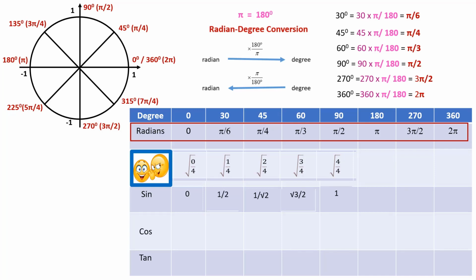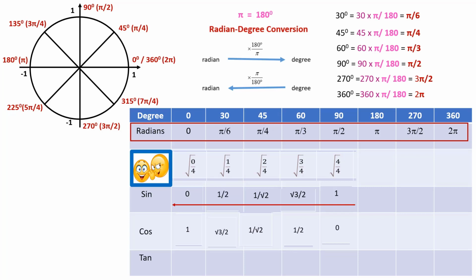Now to find the values of cos, just reverse these values of sin and then write down 1, root 3 by 2, 1 by root 2 as it is for 45 degrees, then 1 by 2 and 0. So these are the values of your cos. See how easy it is now to remember also.